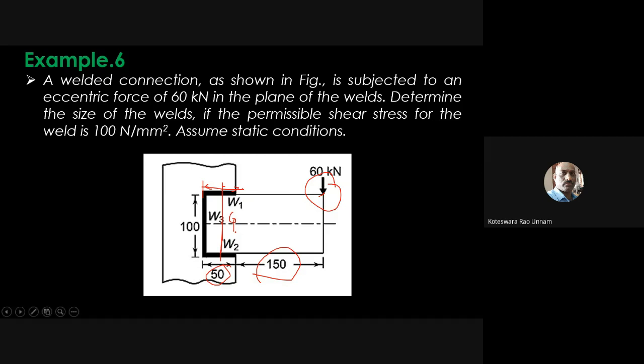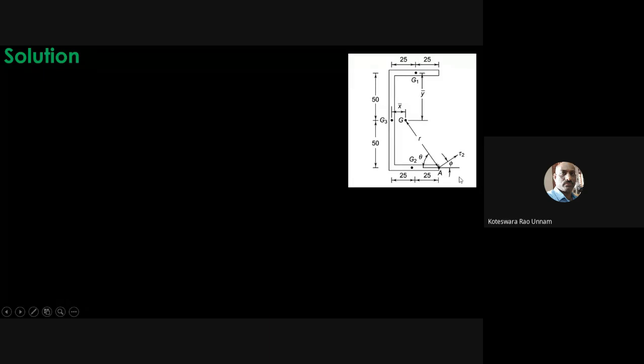Okay, anyway, so first we'll see how to compute this G for the given weld. Here the weld is something like a channel section, a C section. So here you have to calculate the X bar and the Y bar for the G. Anyway, this is the given data.